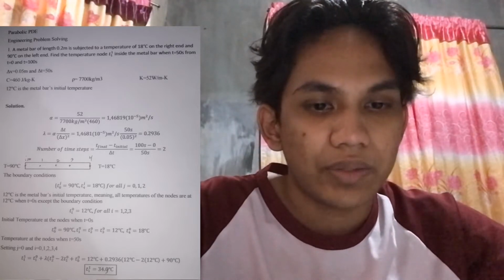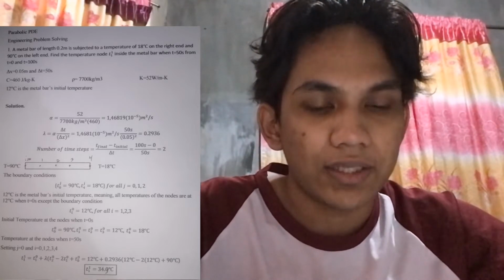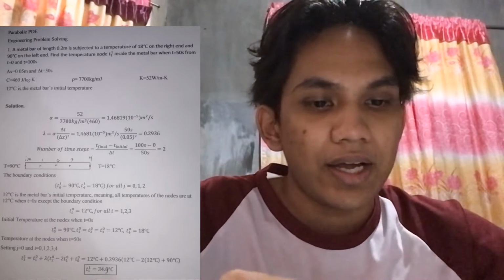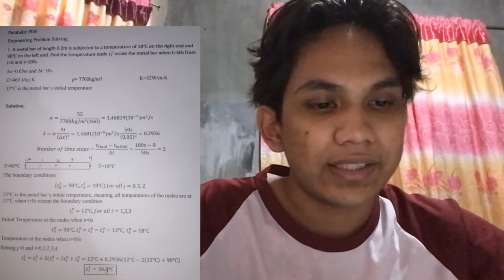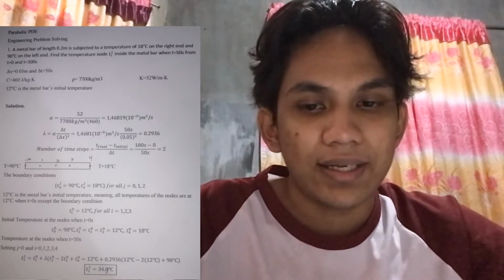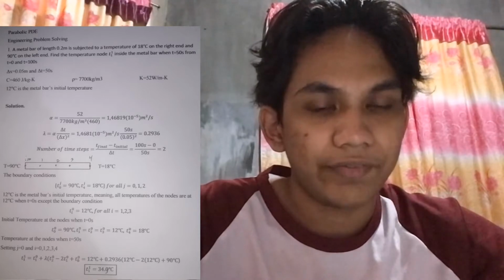Partial differential equation, engineering problem solving, question number 1. A metal bar of length 0.2 meter is subjected to a temperature of 18 degrees Celsius on the right end and 90 degrees Celsius on the left end.